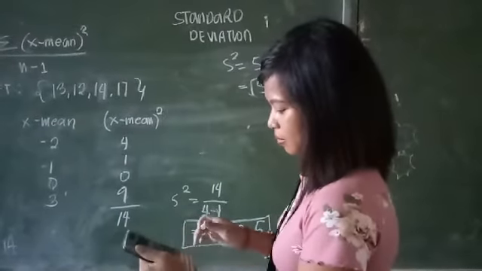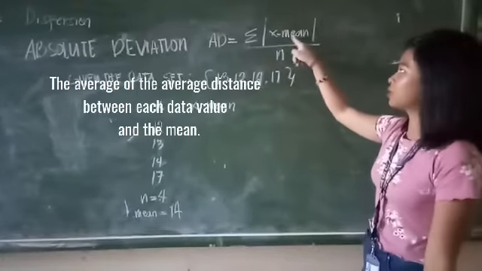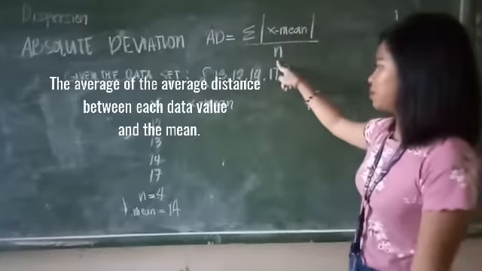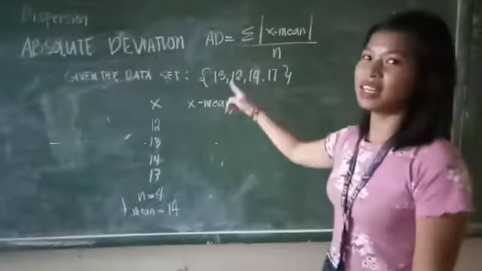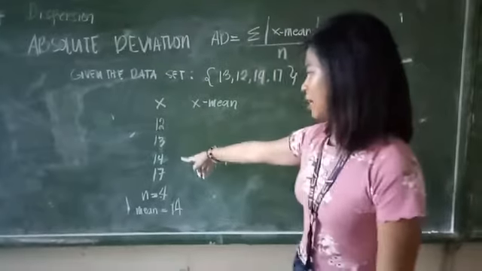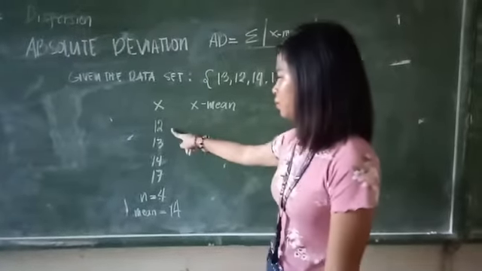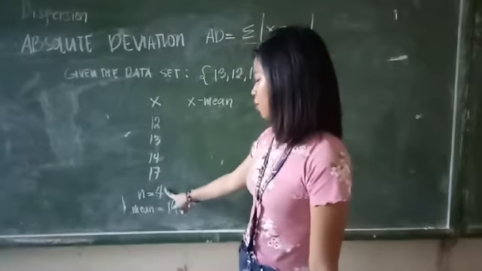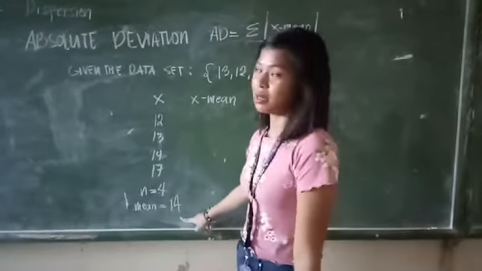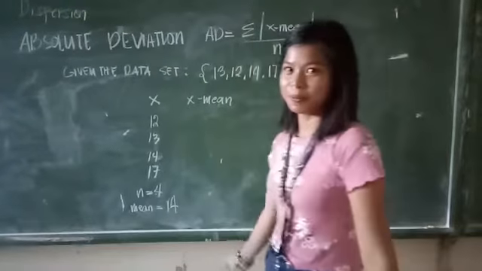So lastly, we have the absolute deviation, where the formula is the summation of the absolute value of x minus mean over n, where n is the number of samples. So given the data set 13, 12, 14, and 17, we're going to arrange it again from lowest to highest. So we have 12, 13, 14, and 17. The number of samples is 4, and the mean is 14, same as in the variance.